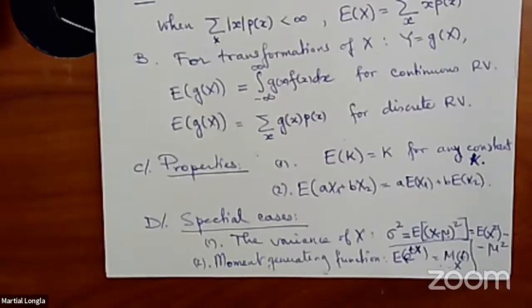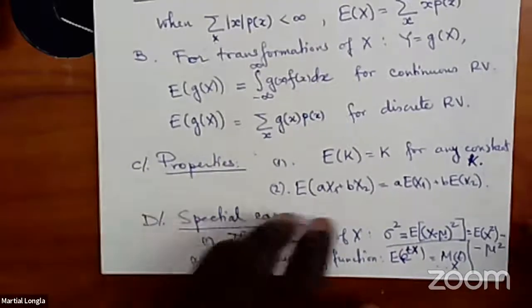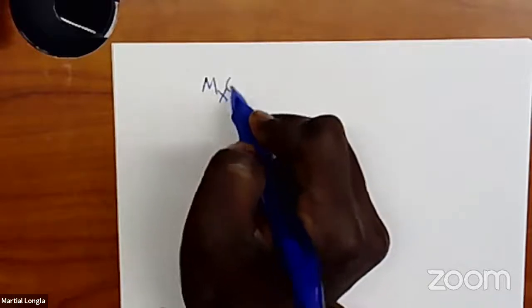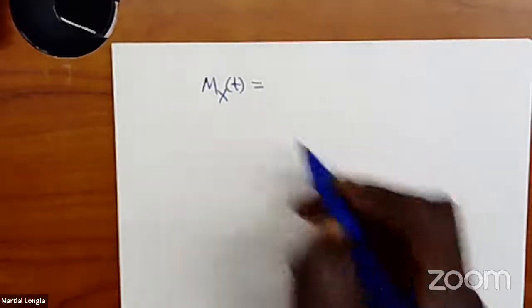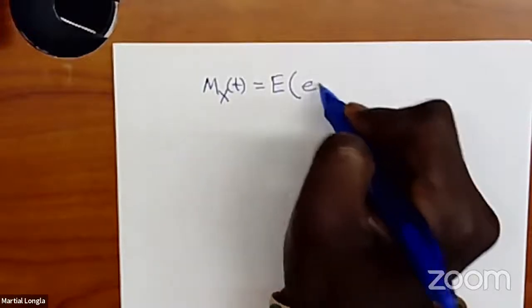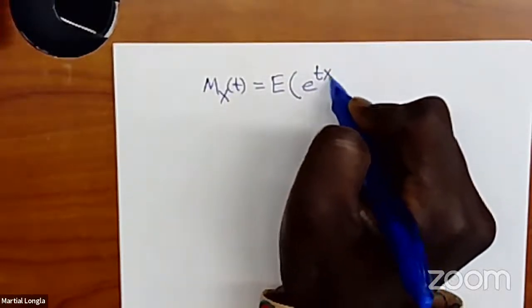e to the power tx. I need to write that here again. The moment generating function evaluated at t is the expected value of e to the power t times x.